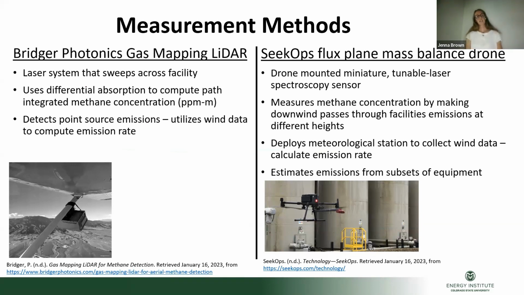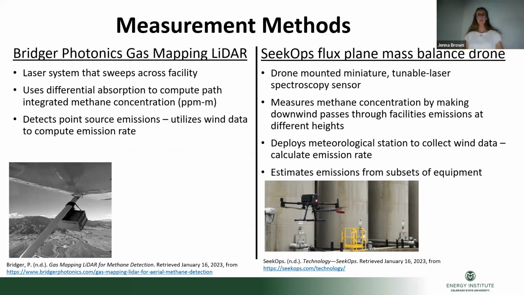So this is an airplane, and they have a laser system that sweeps perpendicularly across the facility. They use differential absorption to compute path-integrated methane concentration, and they utilize wind data to compute an emission rate.